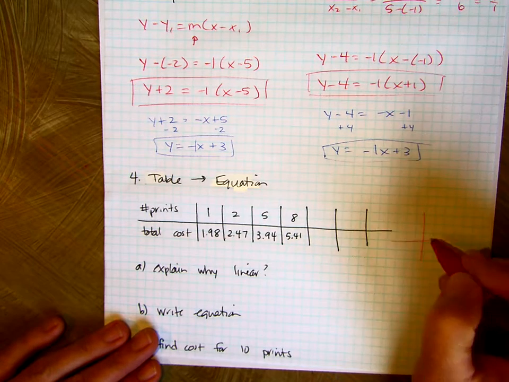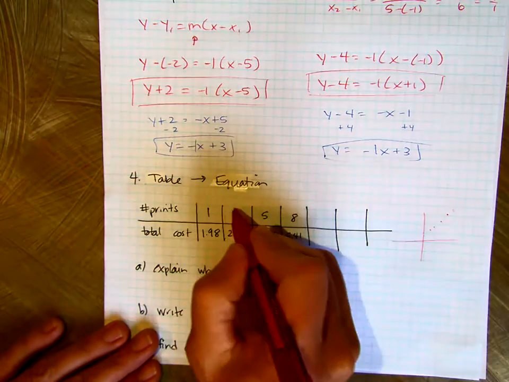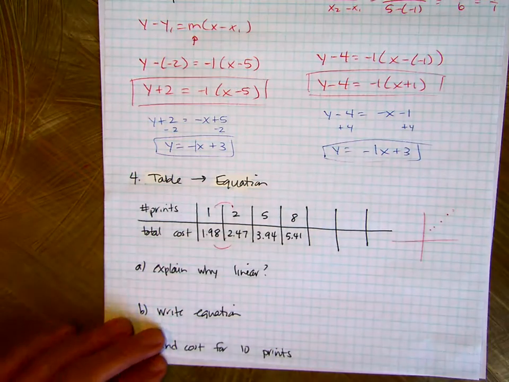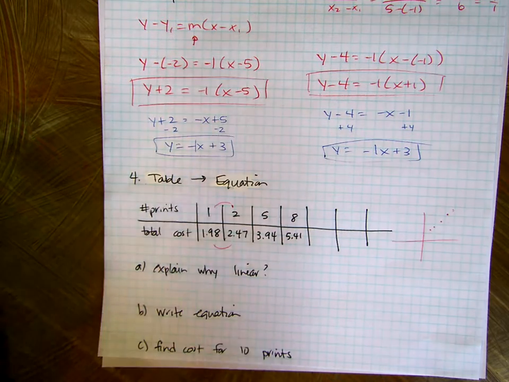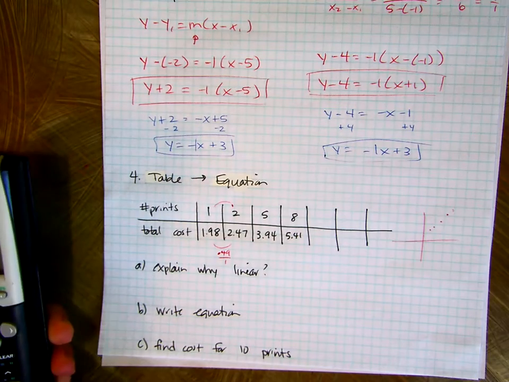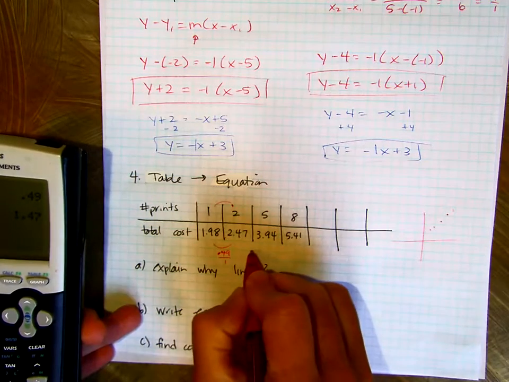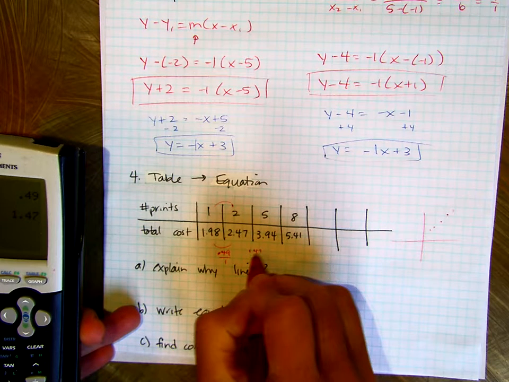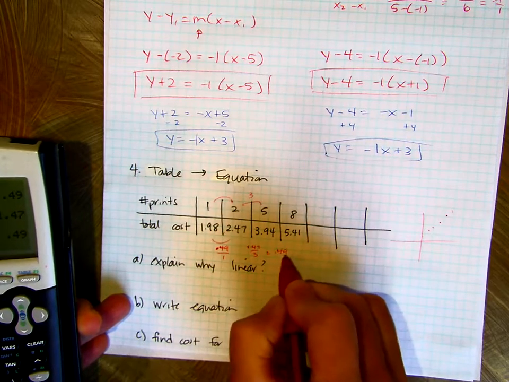So if it was linear, this would have to go up in equal increments. So I can check that if I find the change in y, 2.47 minus 1.98, that's 0.49. So that's 0.49 over 1. If I do this, 3.94 minus 2.47, that's 1.47, but that's divided by 3, right? Because the change was 3. And if I do the division, that equals 0.49 over 1.